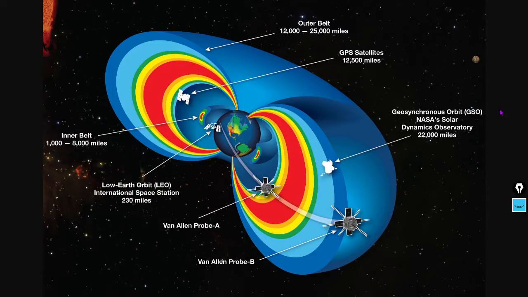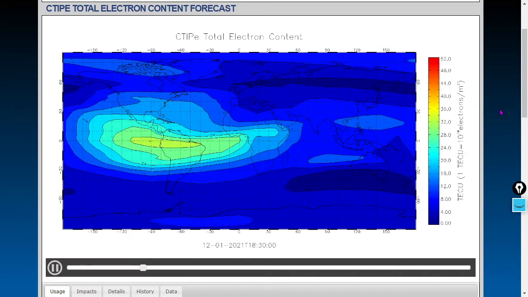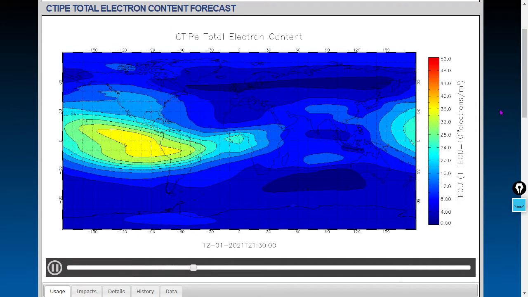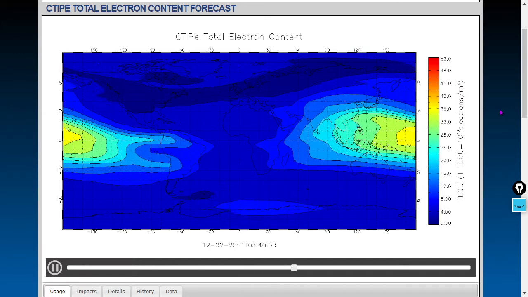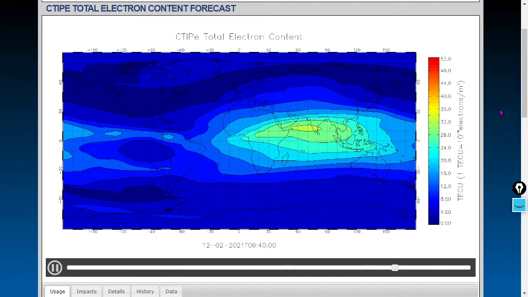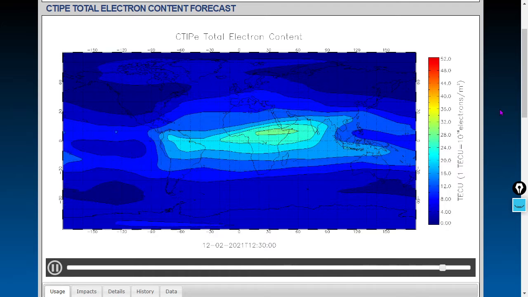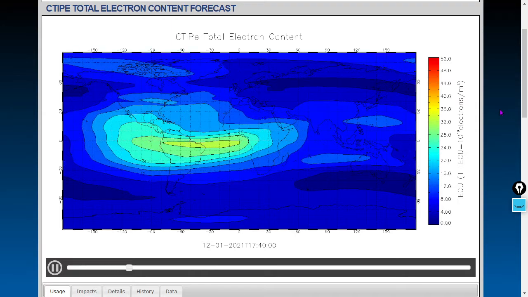And next we're going to show you the total electron content forecast through Earth's inner Van Allen belt. Your GPS satellite must communicate with your handset. When it has to communicate through a lot of electrons, it creates GPS errors, and that's what we're looking at here, total electron content forecast. The redder this is, the more likely you are to see GPS errors at your location. We're going to let it play through a second time here.